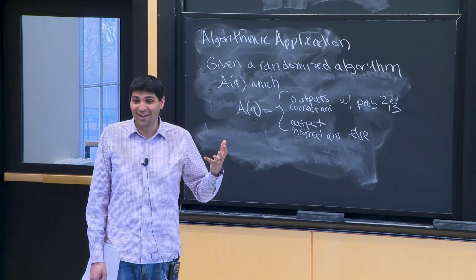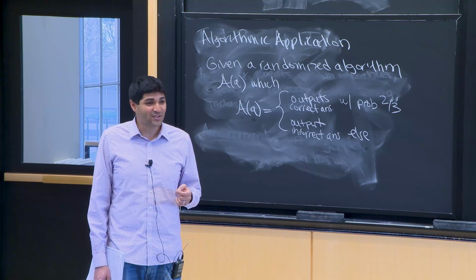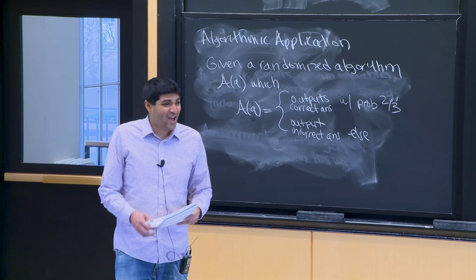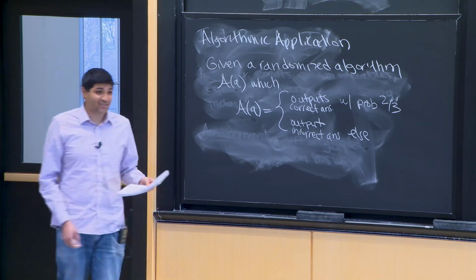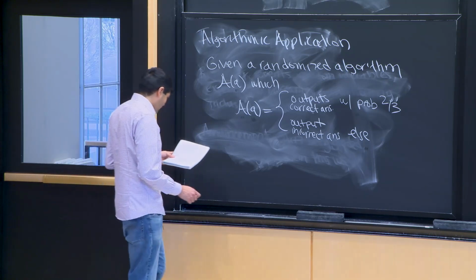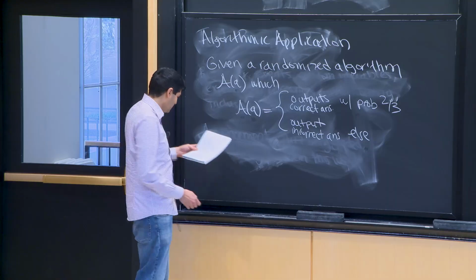Just give me a number. 10 to the minus 30, okay. I was going to say 10 to the minus 10, but that's even better. You're even more paranoid than I am, which is a good thing.